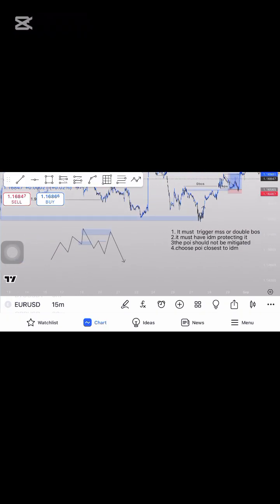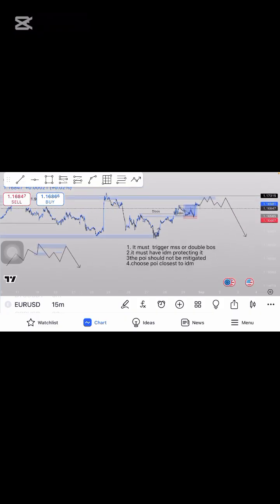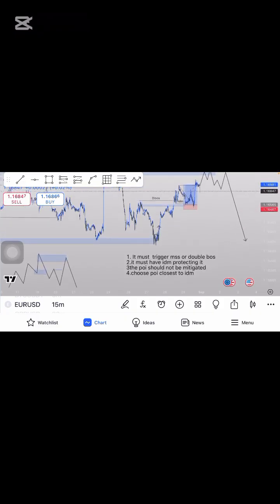Now guys, these are the 4 rules in picking a POI. So in these four rules, what should I be looking out for in picking a POI?